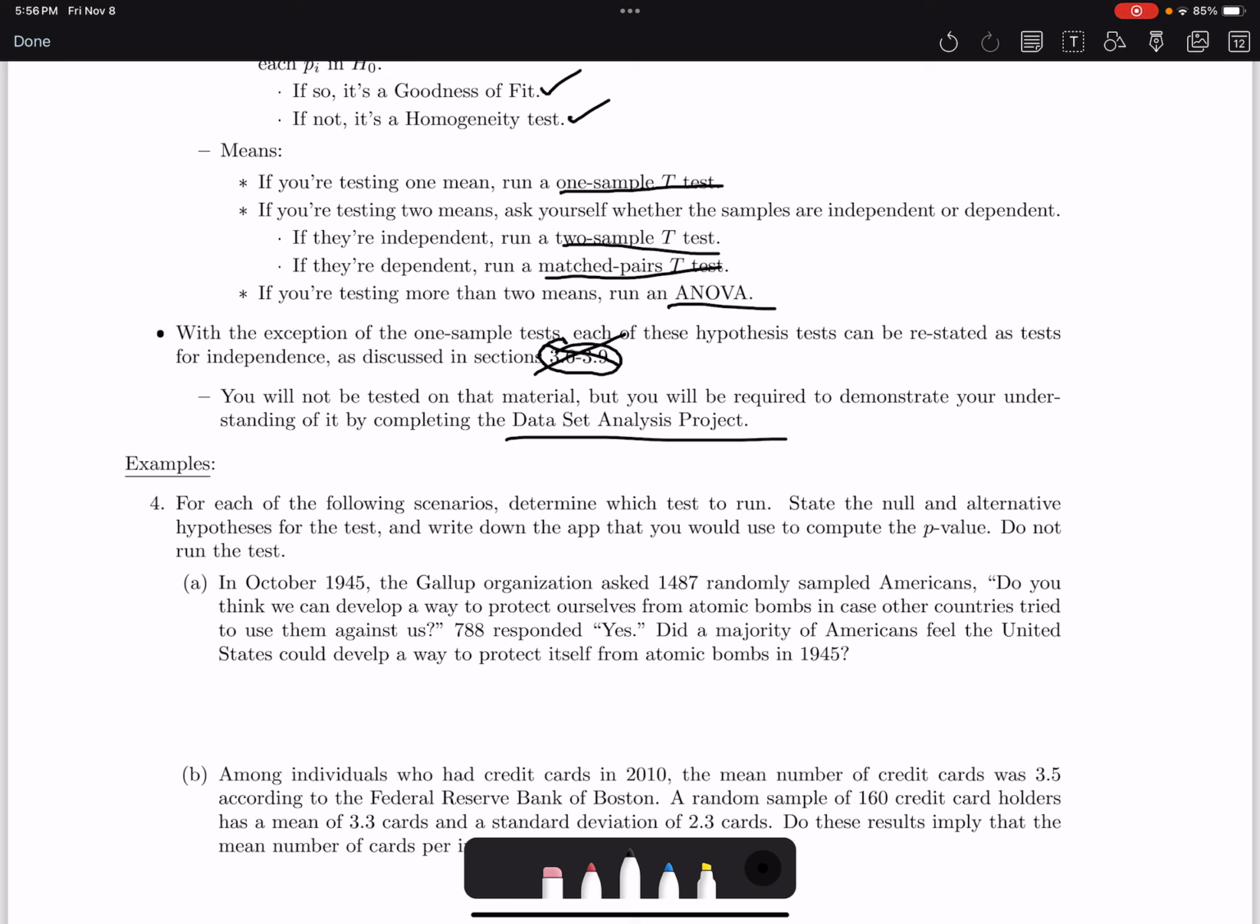Okay, with all of that in mind, for the remainder of this section, I'm just going to take you through, I think I have like 9 or 10 examples, and what we'll do is we'll just practice setting up the hypotheses and figuring out what test to run, okay?